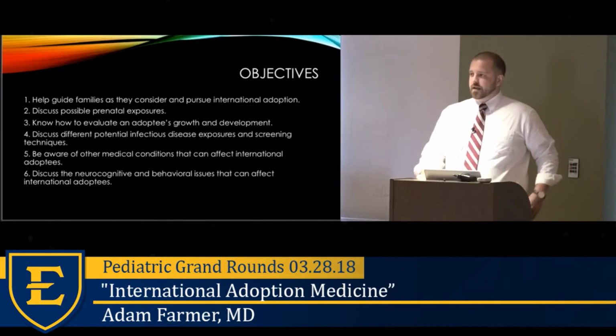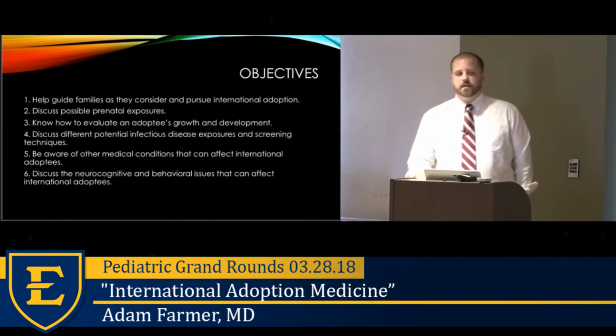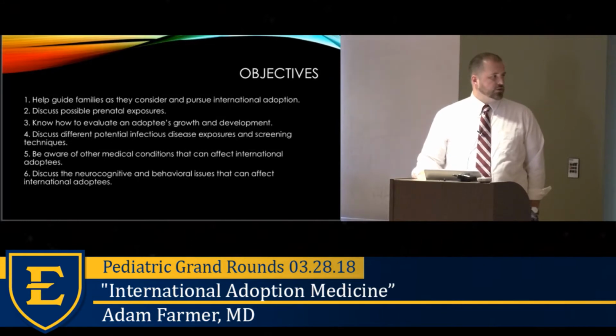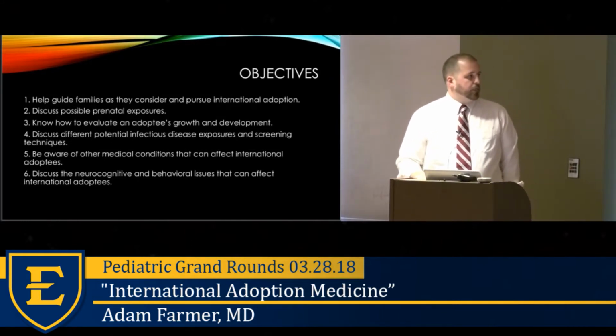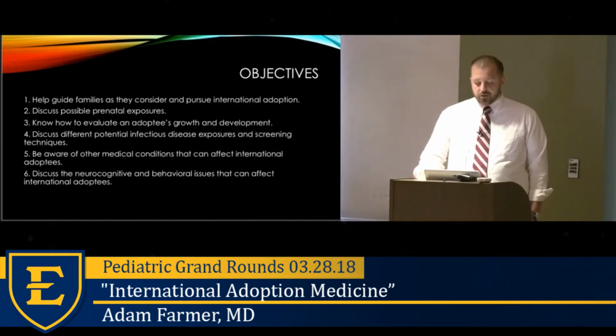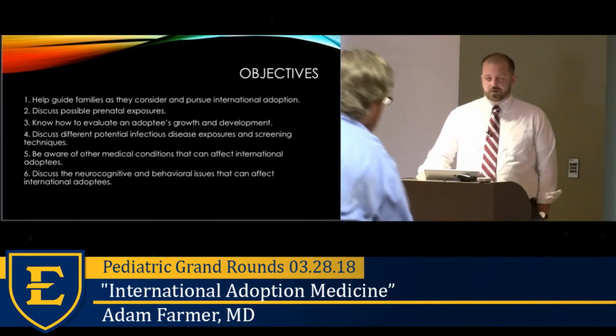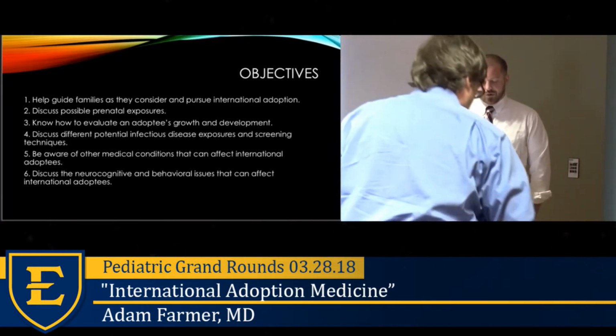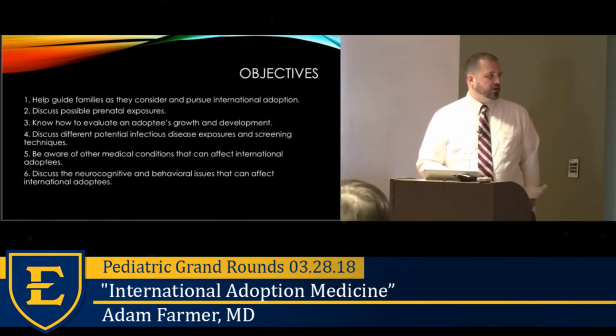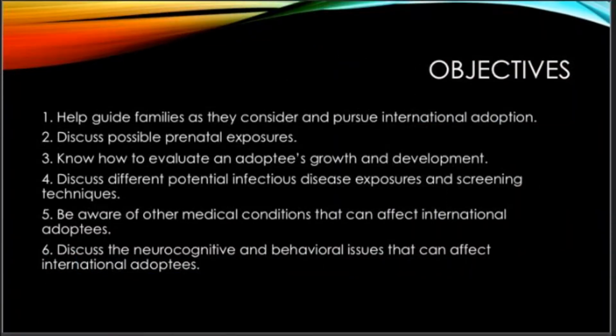We're also going to discuss some of the prenatal exposures that different kids can be exposed to prior to them walking through your door. We are going to be talking about how to evaluate the newly adopted child's growth and development. We're going to be talking about different infectious diseases that need to be on your radar, as well as how to screen for said diseases. We're also going to be talking about other medical conditions that we need to be aware of for international adoptees. And finally, we're going to talk a little bit about the neurocognitive and different behavioral issues that can be seen in international adoptees throughout their lifetime.